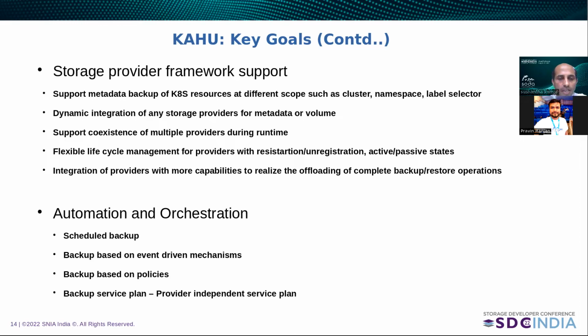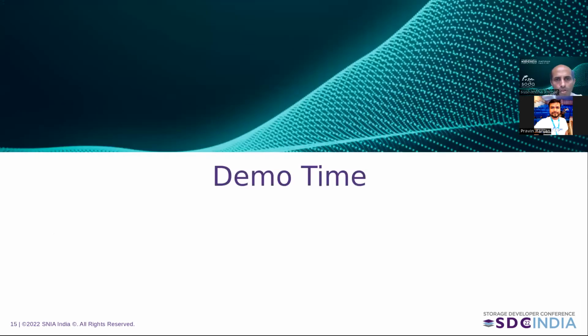The third part is a management aspect, like automation and orchestration, which will help the user manage his backup and restore through policies or schedules. We provide policy or schedule based backups which the user can use and just monitor his backup restore lifecycle. Now I'm going to hand it over to Pravin to show where KAHU stands, what KAHU currently offers, and its plan to deal with the remaining data protection problems with respect to backup and restore. So over to Pravin.